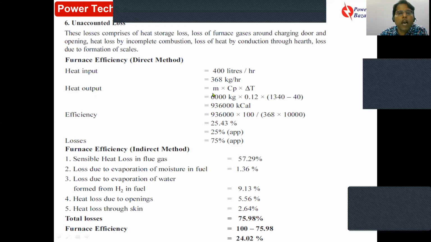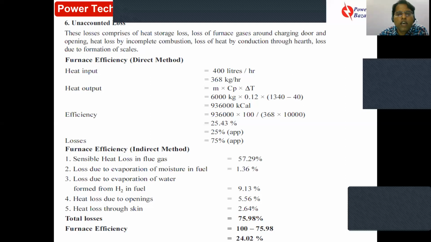So the efficiency will be output divided by input. Output is this much of heat. Input is this kg per hour into the GCV of oil. So it becomes 25.43% as the efficiency. Losses are 75%. If you compare both these figures, they are almost equal, but this one is a little bit more practical or more accurate, whereas the other is not so accurate. But anyhow, we are getting efficiency parameters through the direct method as well as the indirect method.